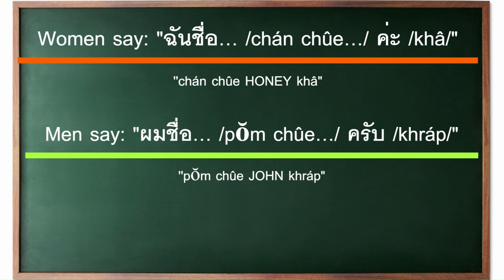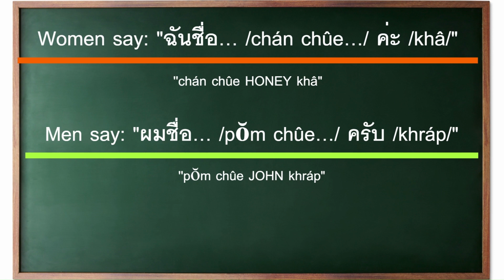Now that we've explored how to ask and clarify names in Thai, let's learn how to respond when someone asks for your name. Men say, ผมชื่อ, women say, ฉันชื่อ. These are straightforward, ผม is used by men and ฉัน by women, both followed by ชื่อ, which means name. Simply add your name right after this phrase.